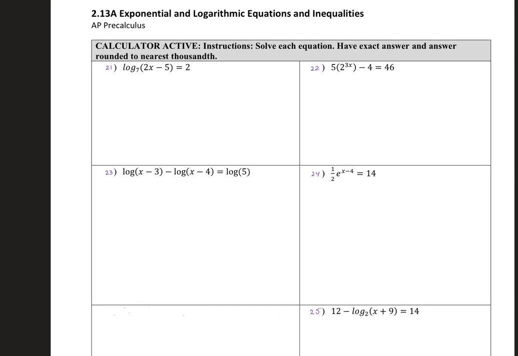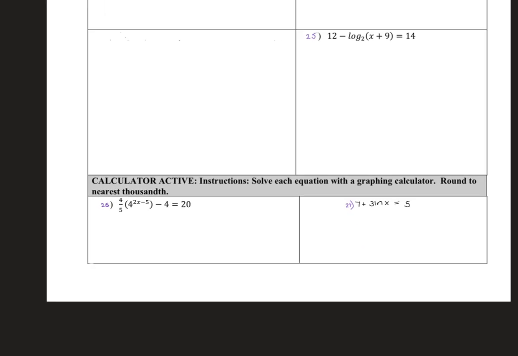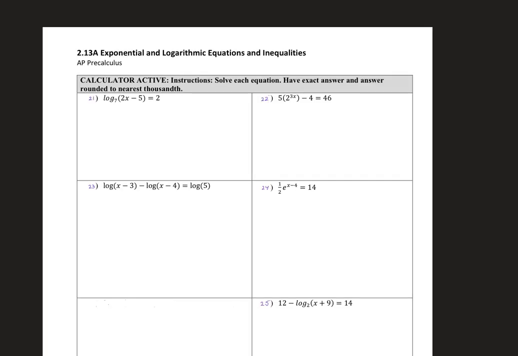These are your calculator active ones. So basically, the left side would be your Y1, the right side would be your Y2, and see where they cross. 26 and 27, you're graphing, that would also be calculator. The most important thing on this is that you check these answers.